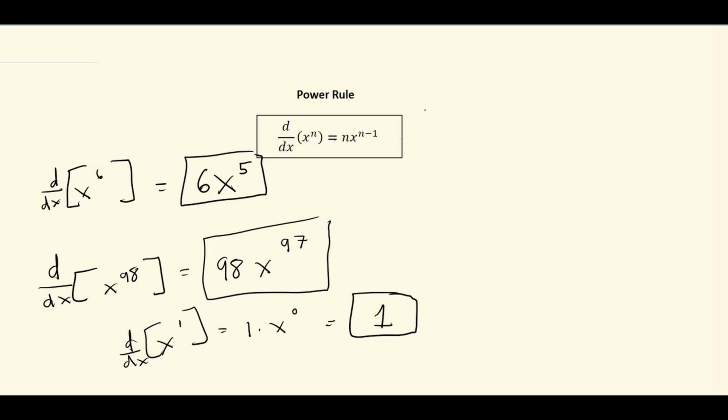So the power rule makes it a lot easier to take derivatives of these x's to these powers. And we don't have to use that long definition of a derivative. And a note to make is that the power rule works for all powers. So it works if we have a negative power, if we have a positive power, and even if we have a fractional power. So keeping that in mind, let's practice a few more.